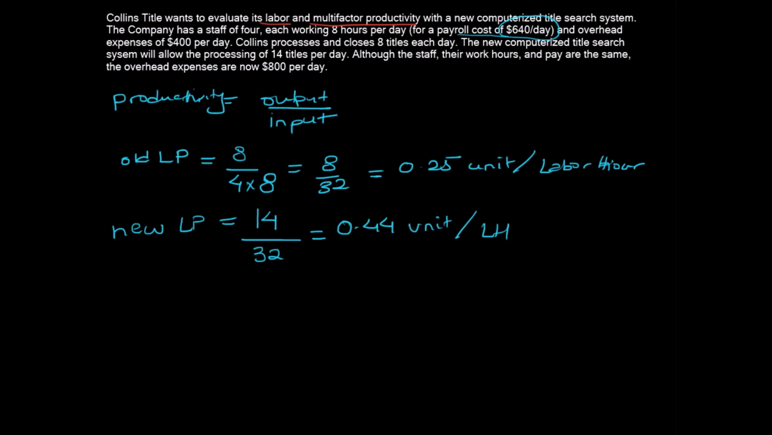Alright, so that is our labor productivity. Now our next job is to calculate the multi-factor productivity. So I'm going to use a different color. Let's go for green. So our old multi-factor productivity is going to be the output, which is 8 units divided by the total amount of cost in dollars. It could be in rupees for our case, but the question is in dollars, so it's going to be $640 plus the overhead of 400. So that will be 8 divided by 1040.